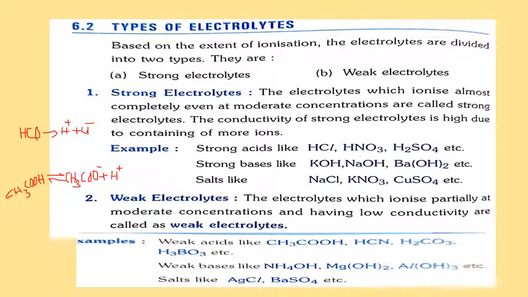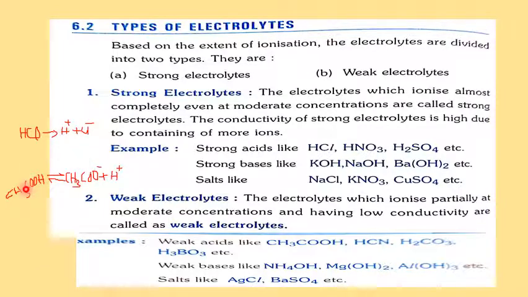Okay, listen. If we take acetic acid at moderate concentration, acetic acid will dissociate or ionize into CH3COO minus and H plus partially. That means if we take 100 molecules of acetic acid, only 10 molecules dissociate into CH3COO minus and H plus. So this weak electrolyte dissociates partially at moderate concentrations.